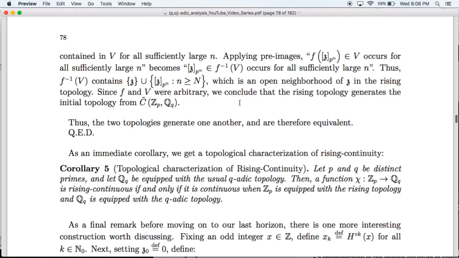Let p and q be distinct primes, and let Q_q be equipped with the usual q-adic topology. Then a function from Z_p to Q_q is rising continuous if and only if it is continuous when Z_p is equipped with the rising topology and Q_q is equipped with the q-adic topology.